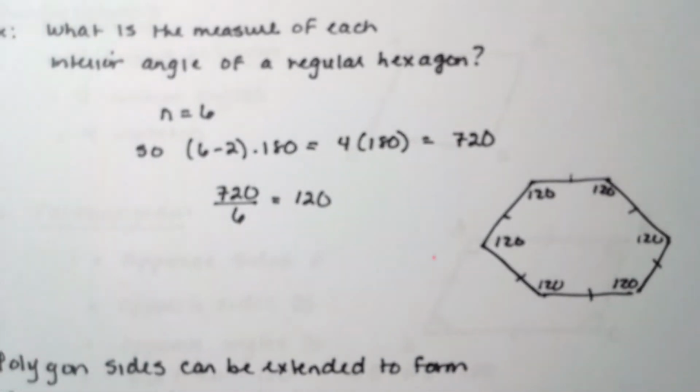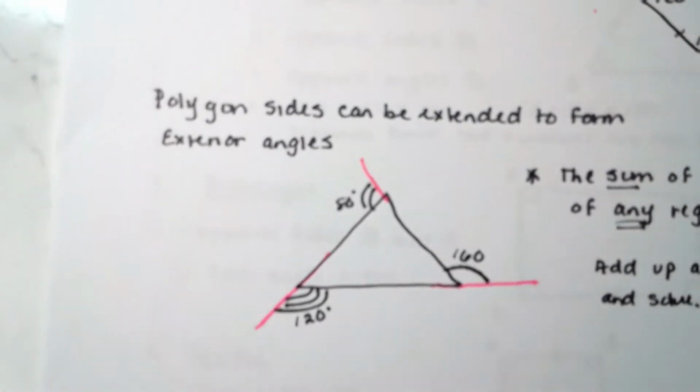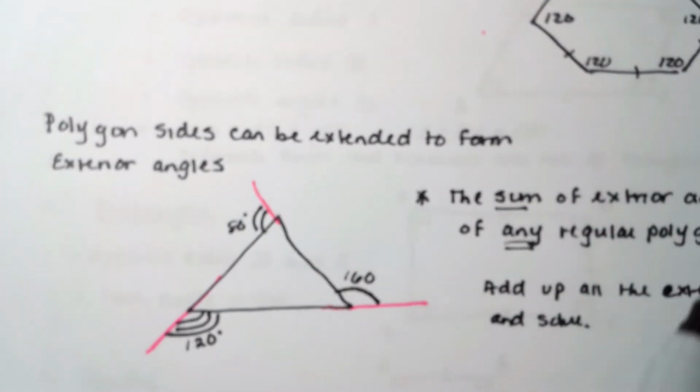Okay? So, any polygon, we've done this before, any polygon can have its sides extended, right? And when we do that, it forms these exterior angles, okay? This is just a triangle. It has 3 sides, so it's going to have 3 exterior angles. If I had a square, it would have 4 exterior angles. If I had a pentagon, it would have 5 exterior angles. If I had a dodecagon, it would be how many? What's dodecagon again? 12 exterior angles, okay?